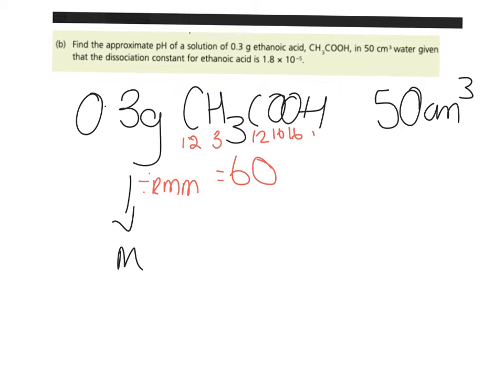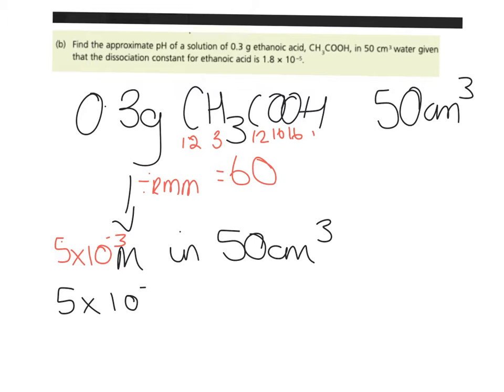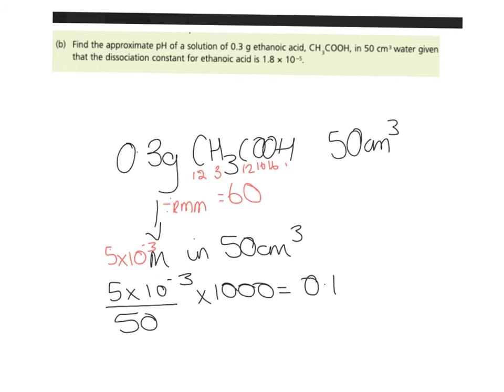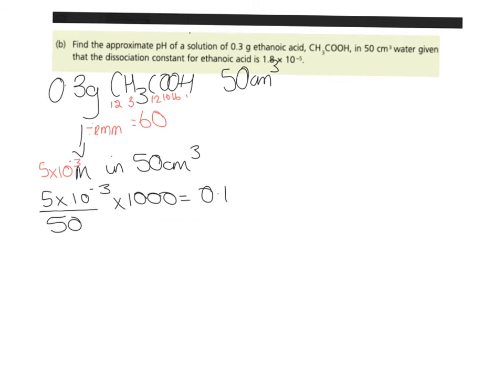And when you divide your 0.3 by 60, guys, you get 5 by 10 to the minus 3 moles. But it's really important to remember that that moles is in 50 centimetres cubed. To get it to a litre, we divide it by what it's in, which is 50. We multiply it by what we want, which is a litre or 1,000. When I do all of that, we get 0.1. We can then use this figure and we add it into our H plus ion concentration formula.